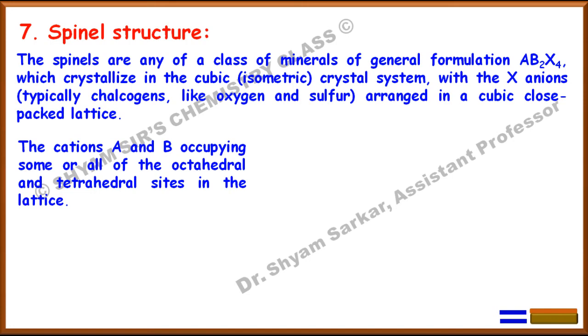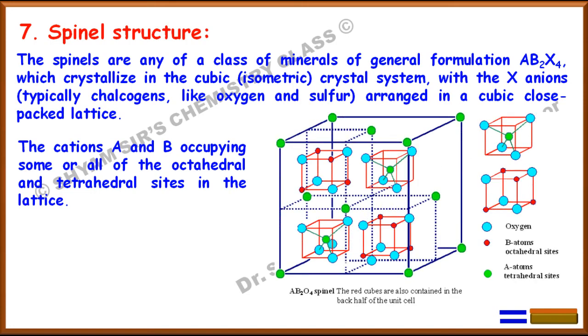So if you see the crystal structure here, the representative crystal structure I have shown. So this is the type of spinel structure. Okay, so in this way you can describe the spinel structure, and the lattice arrangement here I have shown. If you correlate with this AB2X4, so this is the type of spinel.